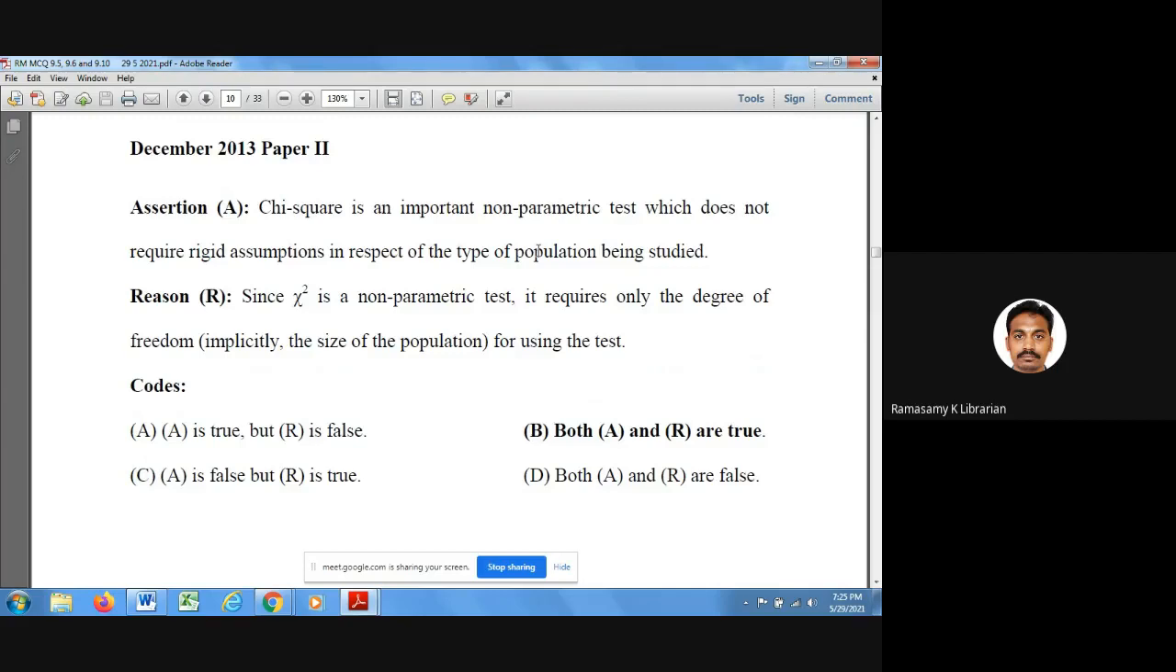The non-parametric tests are not rigid. Parametric tests are very rigid because parametric tests are powerful and they say that data should be in numbers. The data should be normally distributed. Such rigid regulations and assumptions are there. But in the case of non-parametric tests, these assumptions and rigid rules are not there. So assertion A is correct. Let us go to R. Since chi-square is a non-parametric test, it requires only the degree of freedom. Right, I told you. In the case of chi-square, we calculate degree of freedom. So both A and R are correct.